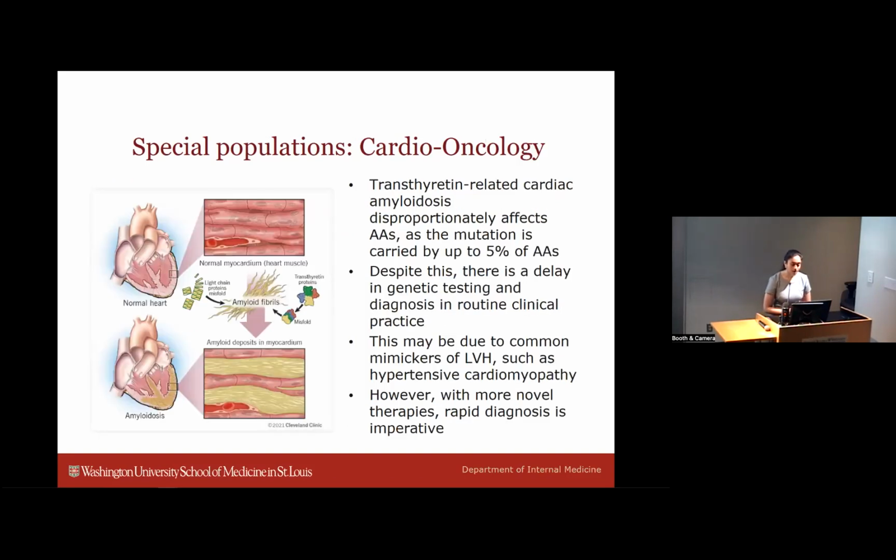So now moving on to cardio-oncology. The hereditary form of transthyretin-related cardiac amyloidosis disproportionately affects African Americans. The mutation is carried by up to 5% of African Americans. Despite this widespread recognition, not many of the African American patients undergo genetic testing in routine clinical practice. This may be due to the high prevalence of co-occurring disorders that mimic LVH, such as hypertensive cardiomyopathy. However, because there are an increasing number of novel therapies being studied for the treatment of TTR cardiac amyloidosis, rapid diagnosis is imperative.